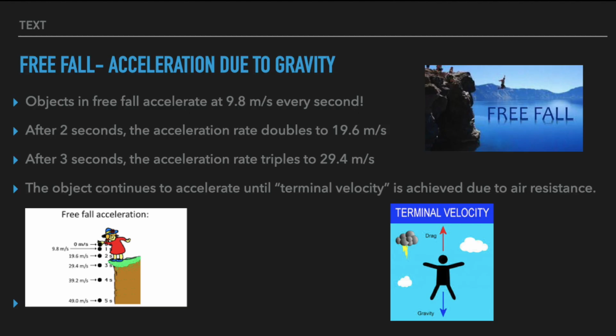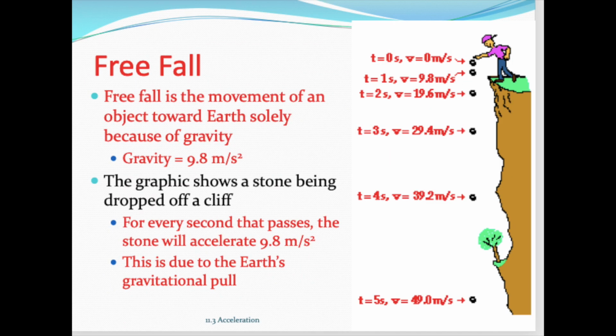Quick review. The acceleration due to gravity is 9.8 meters per second squared. Remember, an object in free fall due to acceleration will accelerate 9.8 meters per second every second. Here's an illustration to show free fall due to gravity. Notice that the boy is dropping a stone from the hill, and the stone accelerates 9.8 meters per second every second.